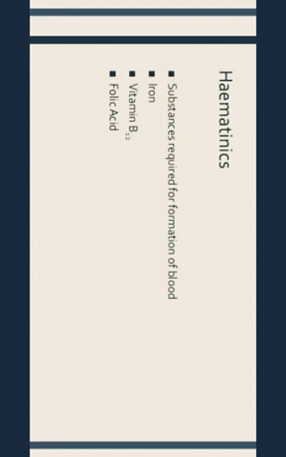Hello friends, now we are going to start the topic Haematinics. As we all know, Haematinics are the substances which are required for the formation of blood, and they are also used for the treatment of anemia. So there are certain substances which are needed for the formation of blood, and these are iron, vitamin B12, and folic acid.